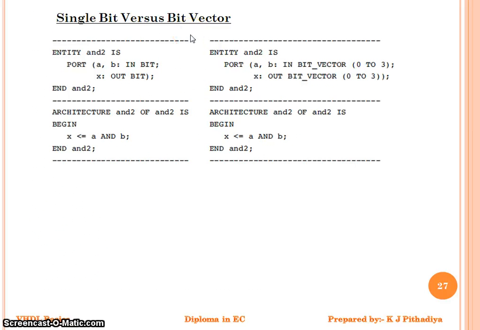Now, single bit versus bit vector. In these two programs, in the first one, on one column they have written the program for the AND 2, the entity has been defined, the architecture has been defined. Here we have used bit, and within this we have used bit vector. So 0 to 3 means the MSB varies, starting from leftmost or rightmost. Whenever you have the rightmost, then you have to write downto. If you have the leftmost, then you have to go for 0 to 3. So this is the difference between 2 bit_vector and single bit programming.